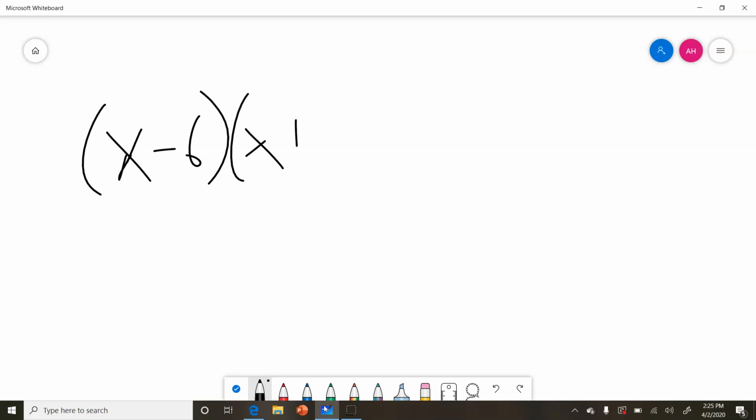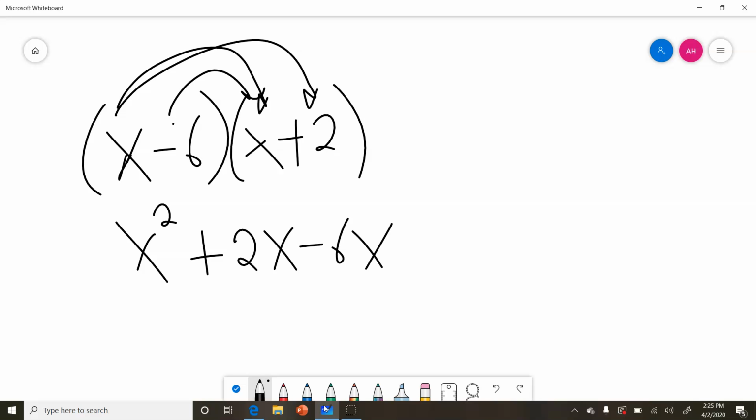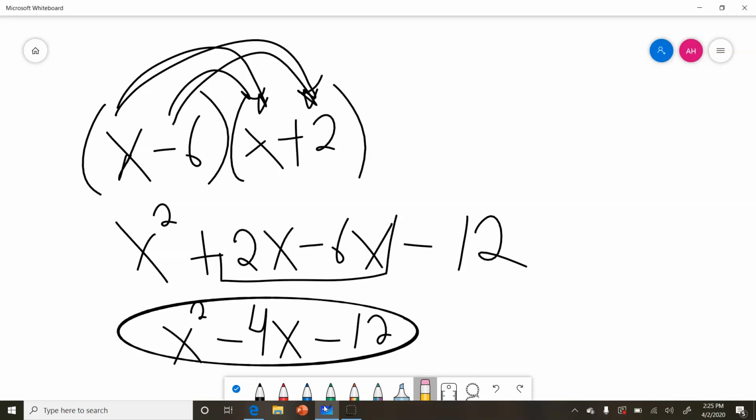So if you have something, for example, that looks like this, where you have, this is the simple FOIL method, right? X minus 6 times x plus 2. Right, all we do is we do x times x, and I get x squared, x times the 2, and I get plus 2x, negative 6 times x, I get negative 6x, and then I do negative 6 times plus 2, which is minus 12. I combine these guys because they're like terms, and I get x squared minus 4x minus 12. And there's my final answer, okay? So, there is a quick review.